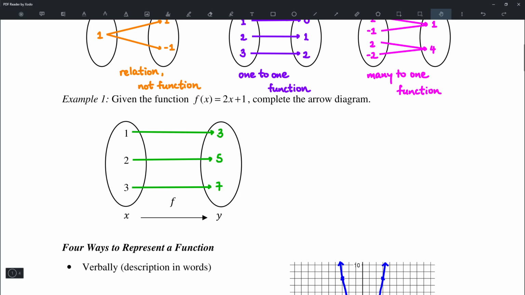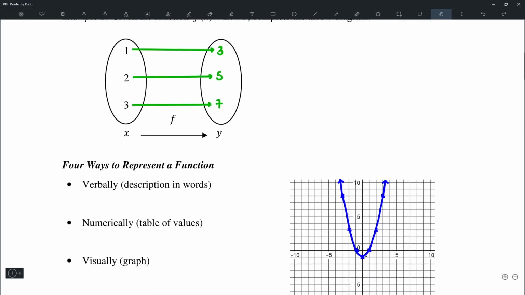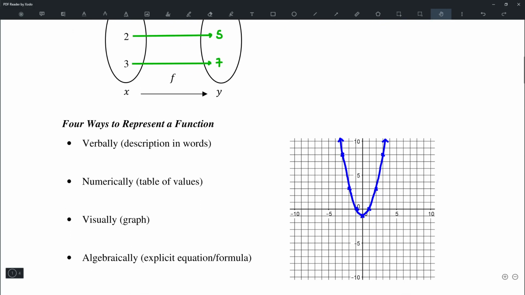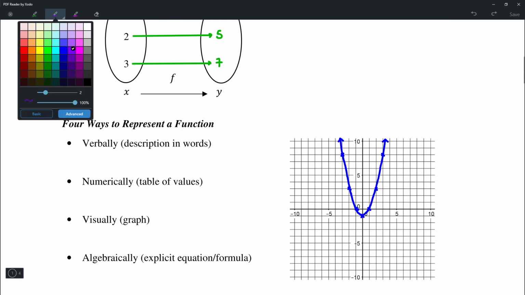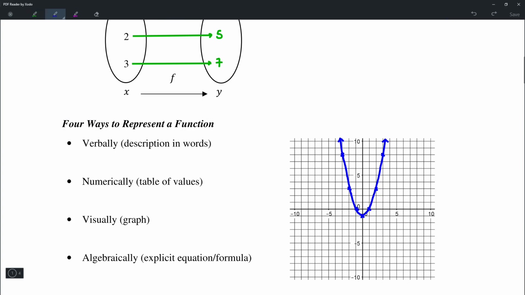Next, we're going to look at the 4 different ways to represent a function. We can describe a function in words. We can use a table of values. We have a graph. And finally, we can use an equation or formula to describe a function. In this case, we have the graph on the right-hand side, which is verbally a number squared, and then we subtract 1.